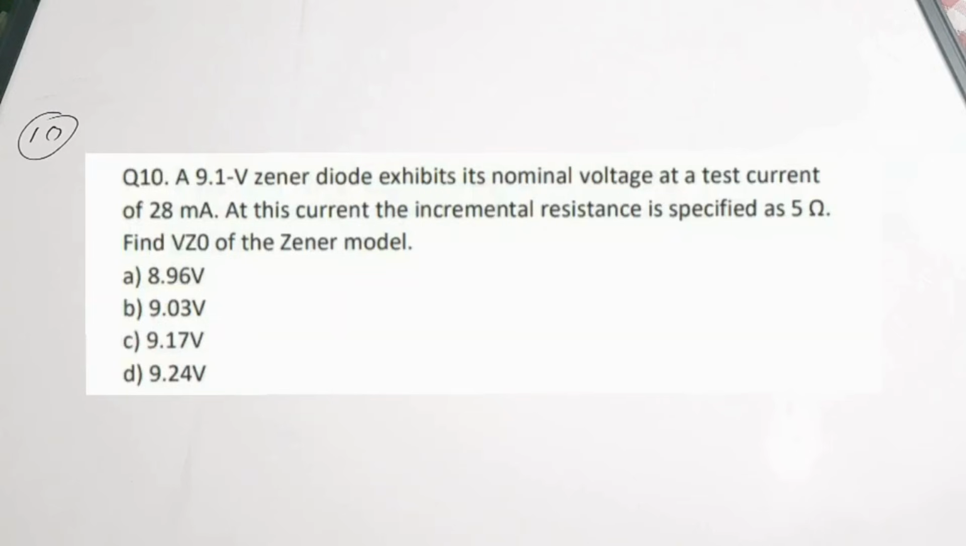The question is, a 9.1 volt Zener diode exhibits its nominal voltage at a test current of 28 milliampere. At this current, the incremental resistance is specified as 5 ohm. Find Vz0 of the Zener model. So what all things have been given?